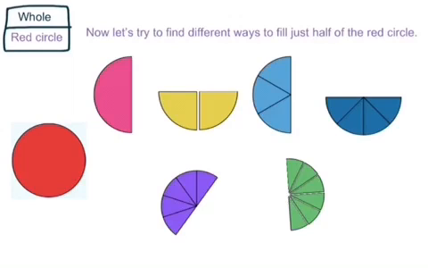Okay, so now let's try to find different ways to fill just half of the red circle. So the whole is still the red circle, but I'm thinking about trying to fill just half of it, okay? So if I look, here's my whole, here's the half. Do you see that I could find different fractions to fill just half?